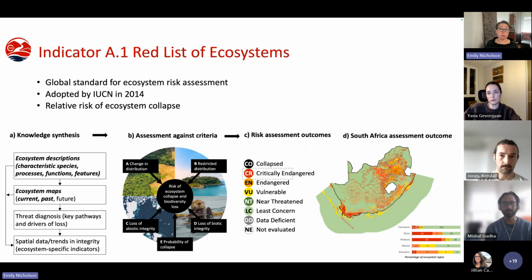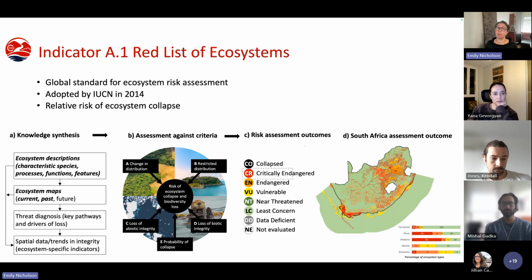So what is the Red List of Ecosystems? You may be less familiar with the Red List of Ecosystems than its older sibling, the Red List of Threatened Species, or perhaps I should say parent or even grandparent. The Red List of Threatened Species underpins headline indicator A3, the Red List Index, and is about 60 years old. The Red List of Ecosystems is about 10. So the two focus on very different levels of biodiversity, and that makes them complementary to understanding biodiversity loss and the priorities for action to reverse it.